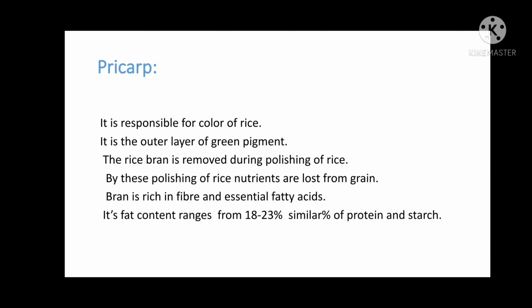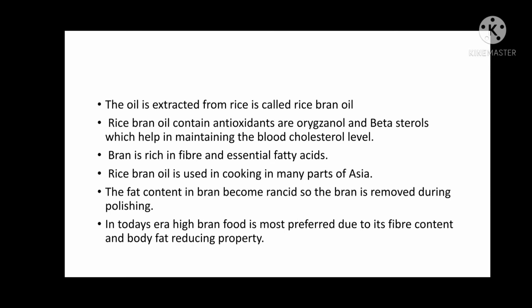The next slide starts with the pericarp. It is responsible for the color of rice, and the pericarp is the outer layer of green pigment. The rice bran is removed during the polishing of rice. By polishing of rice, nutrients are lost from the grain. The bran is rich in fiber as well as essential fatty acids. Its fat content ranges from 18 to 23%. Similarly, there is a percentage of protein and starch.